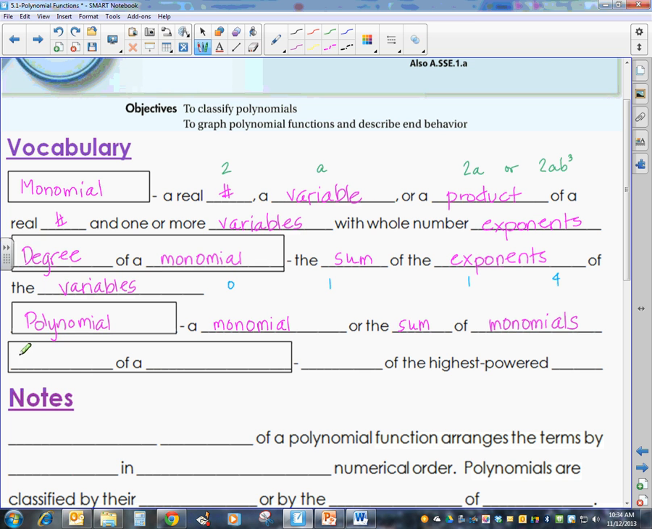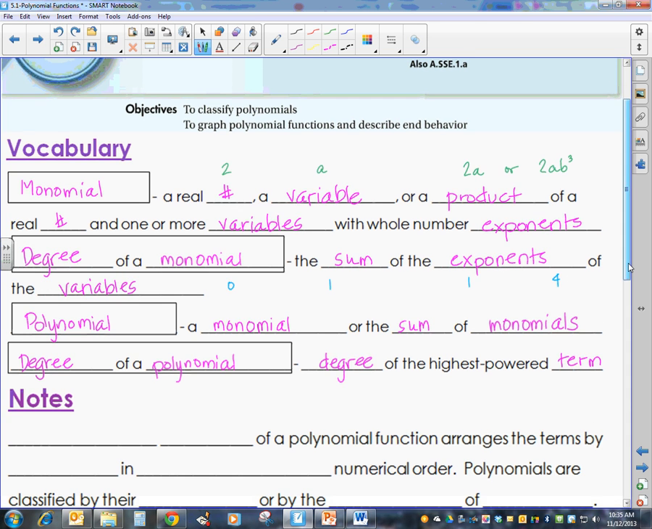Okay, the degree of a polynomial is different from the degree of a monomial in that you take the degree of your highest powered term. So if I added 2 plus a plus 2a plus 2ab cubed, then the degree of each term would be 0, 1, 1, and 4, but the degree of the polynomial would be 4 because it's only the degree of the highest powered term.